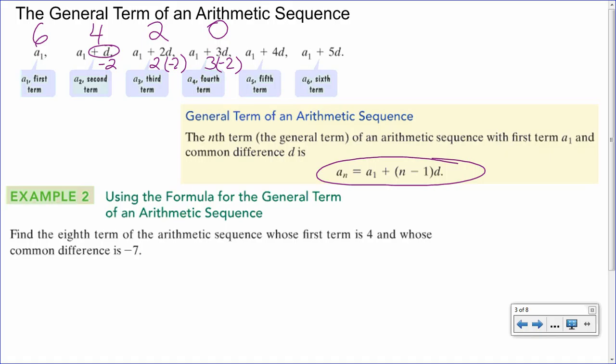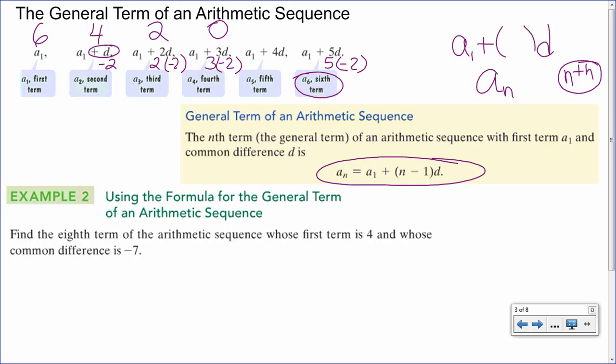So if we were to generalize that term, look at the 6th term. How many times do you subtract 2? 5, right? So if we generalize that and we want to find our A sub n term, or our nth term, in other words, then it will be the first term, and then how many times would you subtract the difference? Not n.